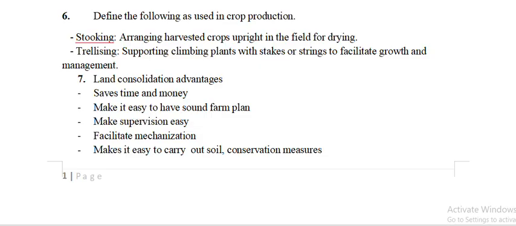Question 7, what are the land consolidation advantages? Basically, land consolidation involves rearranging and readjusting fragmented land parcels and their ownership to form larger and rational land holdings. And the advantages: it saves on time and money. Then it is easy to have a sound farm plan. Then it makes supervision easy, facilitates mechanization, then makes it easy to carry out soil conservation measures.